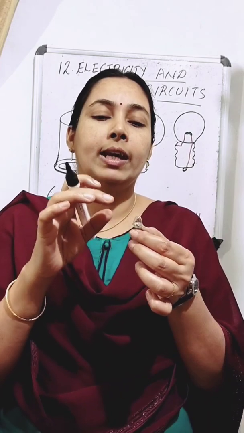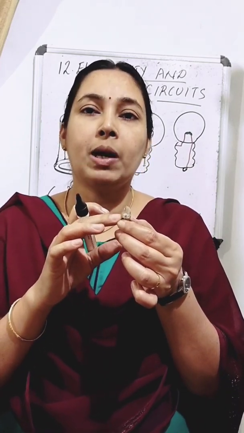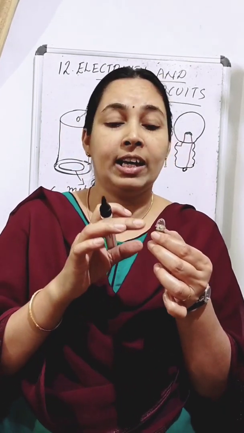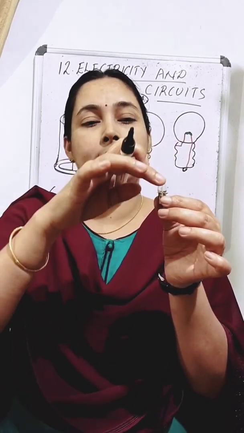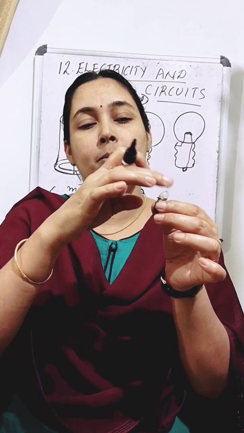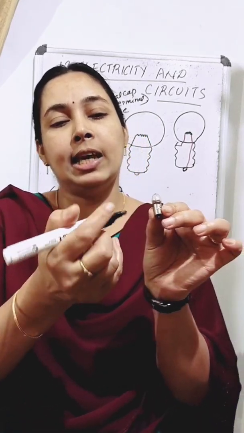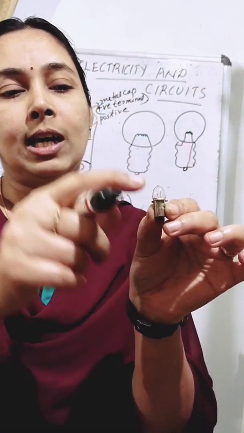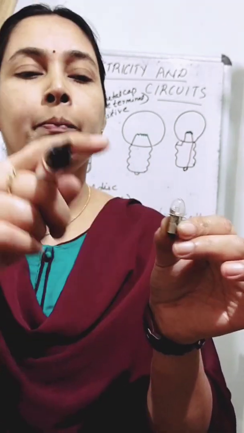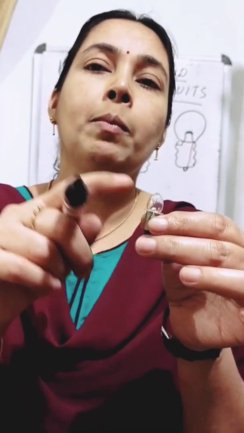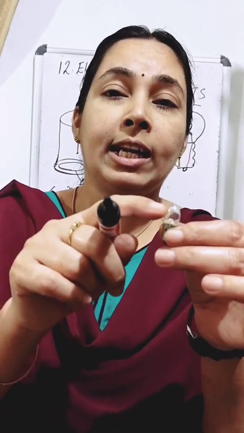We can see inside this torch bulb there is a thin wire in the middle. Here you can see one glass bulb. At the top you can see the glass bulb and at the bottom you can see a metal case. So these are the two parts, a part made of glass and a metal case. And inside this glass bulb you can see a thin wire in the middle.